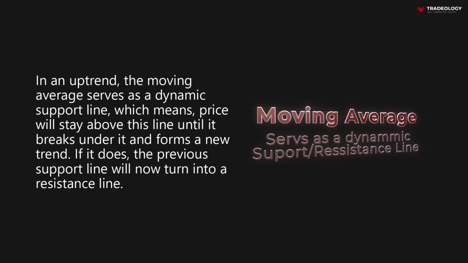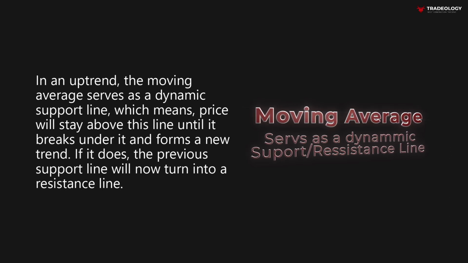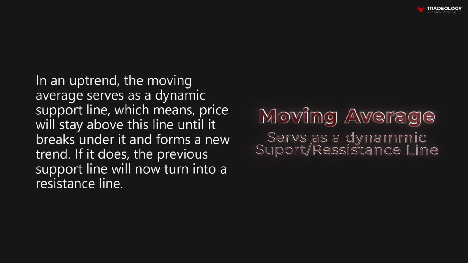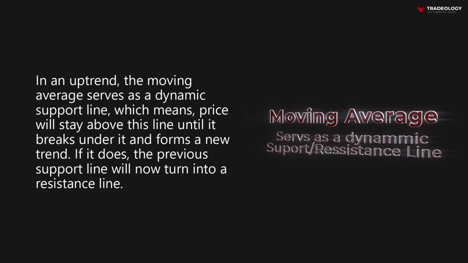In an uptrend, the moving average serves as a dynamic support line, which means price will stay above this line until it breaks under it and forms a new trend. If it does, the previous support line will now turn into a resistance line.